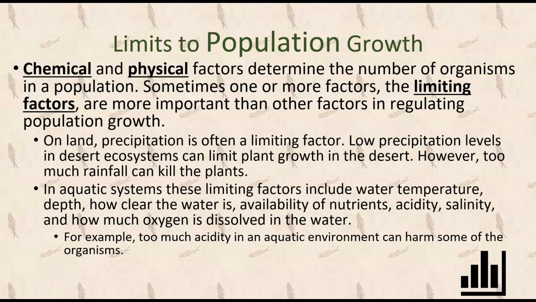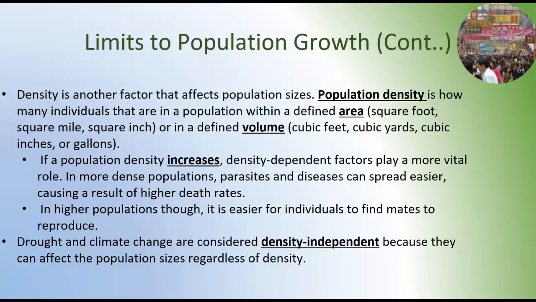In aquatic ecosystems, limiting factors are water temperature, depth, clarity of the water, how clear it is, the availability of nutrients, acidity, salinity, how much oxygen is dissolved in the water, and how much pollution there is. For example, too much acidity in an aquatic environment can harm some of the organisms that are not tolerant to it. So those things limit population growth, and they regularly change within an ecosystem.